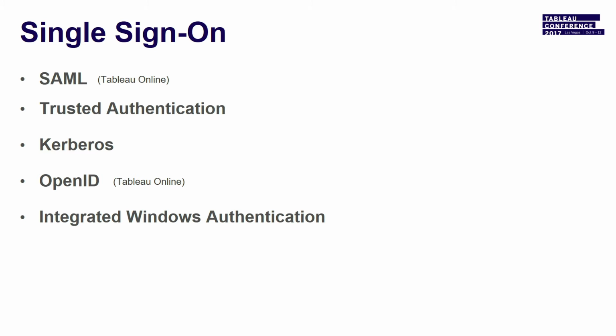So I'm going to focus today on the two most common options that we see our customers work with, SAML and trusted authentication. And just a quick note here, not all of those options are available when you use Tableau Online. Most of them are only available with Tableau Server, but with Tableau Online, we now have support for SAML and OpenID. So that will be slightly different if you're using the cloud version.